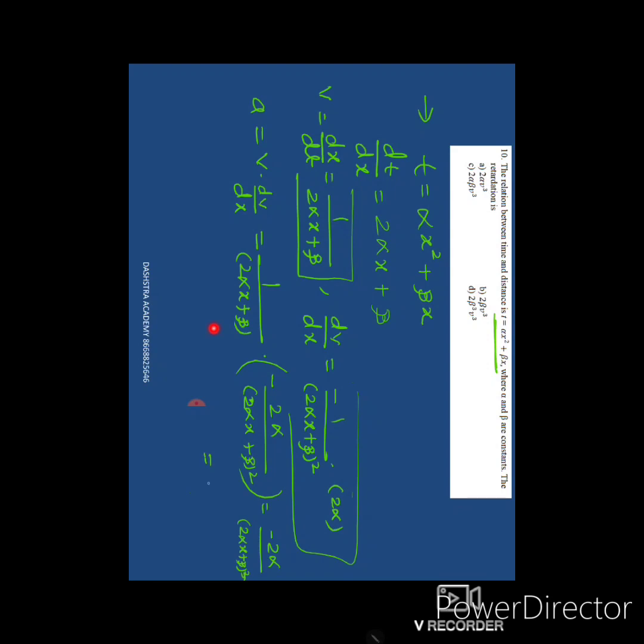This can also be written as minus 2 alpha v cube. And therefore my correct answer should be, just cross-checking, option A should be correct. With a negative sign here meaning retardation. Clear guys?